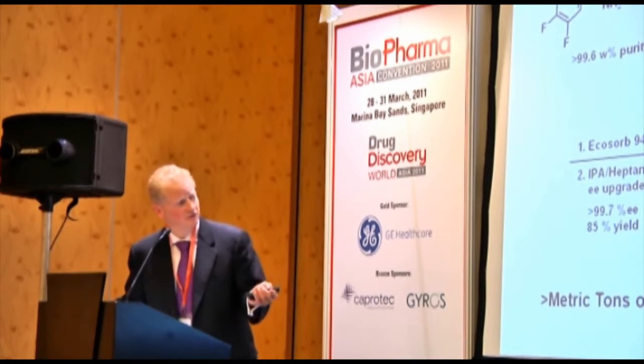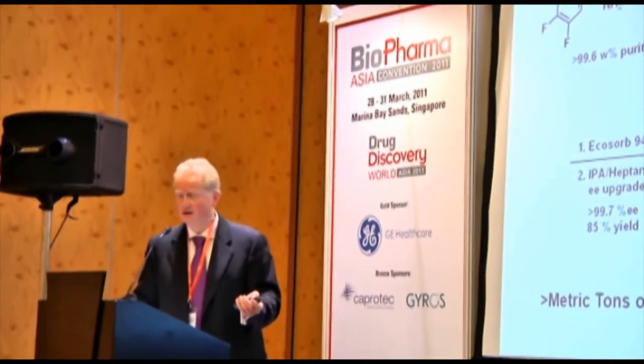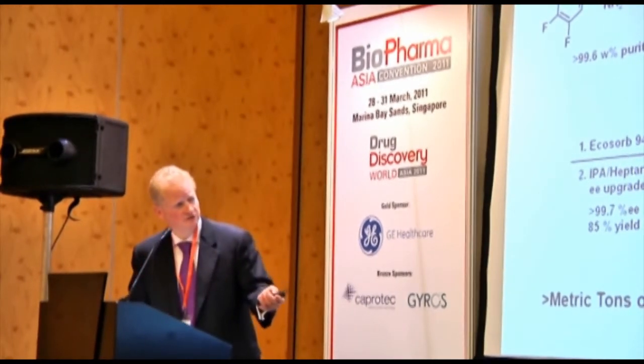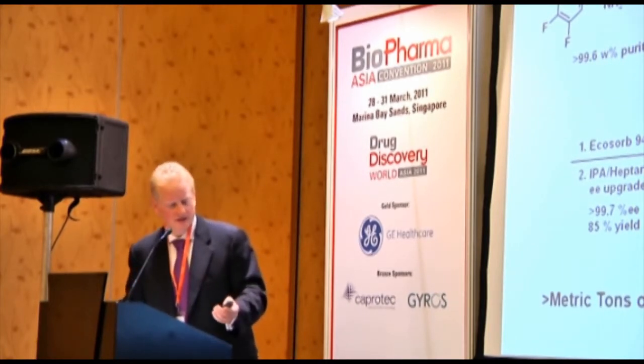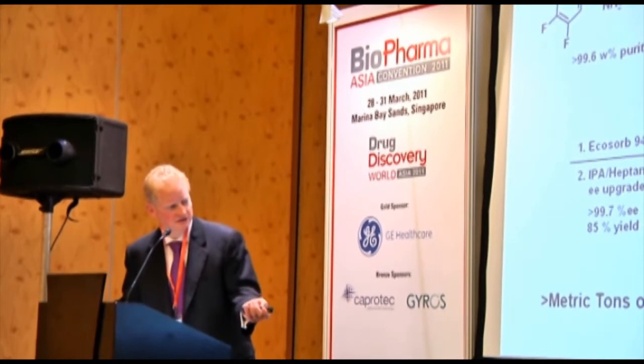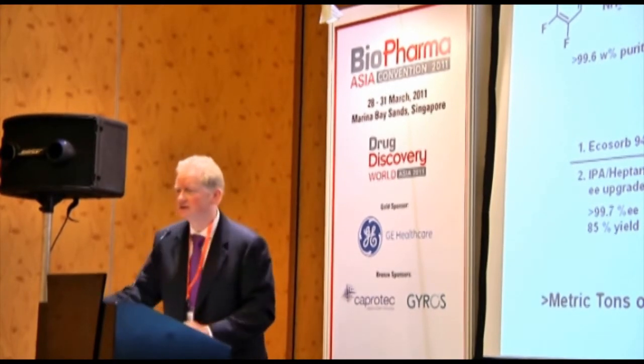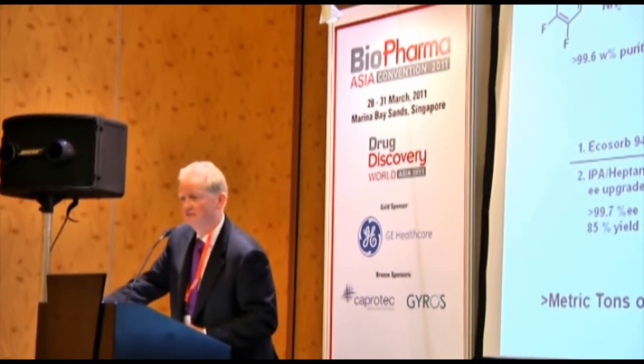Then after we do that, we do the final upgrade by doing a crystallization in isopropyl alcohol and heptane. And then that material is subjected to the conditions of water with phosphoric acid, which then generates the active ingredient, the phosphate salt of sitagliptin. This process, as you can see on the bottom, we've made metric tons of sitagliptin, and this is how we initiated the chemistry for the New Drug Application, which occurred in 2005.